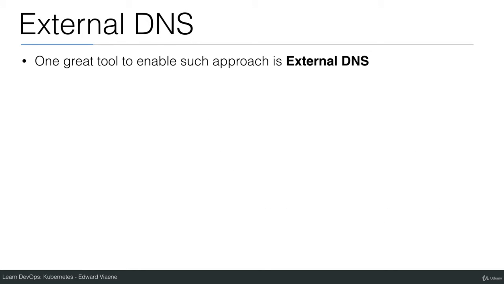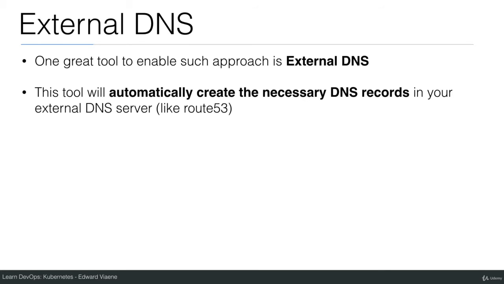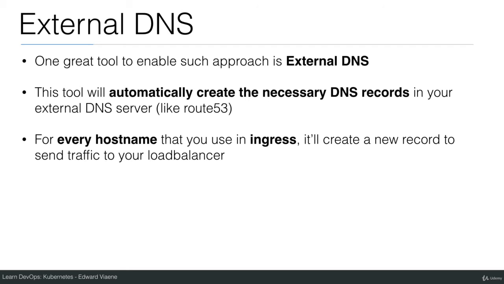One great tool to enable such an approach is external DNS. This tool will automatically create the necessary DNS records in your external DNS server, like for example Route 53. For every host name that you use in ingress, it will create a new record to send traffic to your load balancer. So it will create this new record in your DNS server, like Route 53, so that when you use a new host name in your ingress controller, this host name will be automatically created and will be routed to the load balancer and to your ingress.